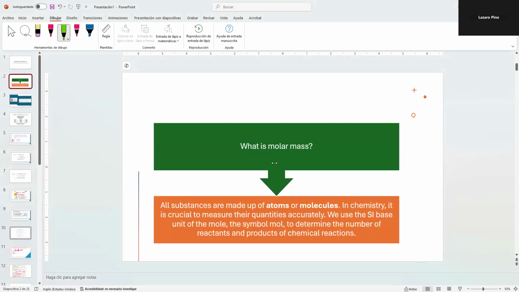First of all, what is the molar mass? All the substances are made up of atoms or molecules. In chemistry, it is crucial to measure their quantities accurately. We use the international system, whose unit is the mole. And to determine the number of reactants and products in a chemical reaction, we need the concept of mole.